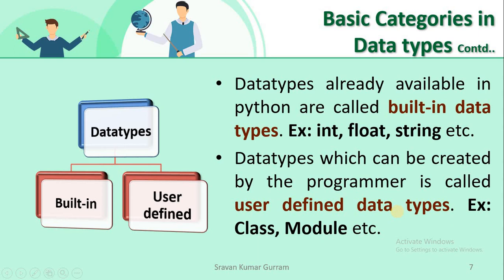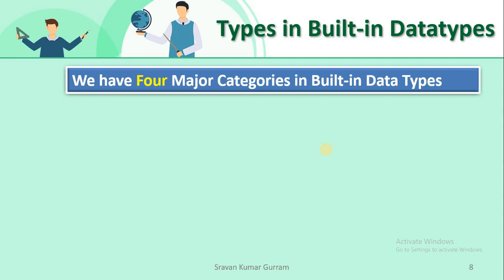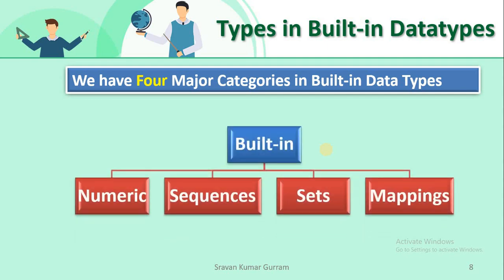As a programmer, you can create your own data types also. That type of data types are called user-defined data types. Example: class, module. These are called user-defined data types. You can create your own class, you can create your own module. You can give your own name to your class. You can give your own name to the module. These are user defined. Then in the built-in data types, again we have four subcategories. Those are numeric data types, sequences, sets, and mapping.